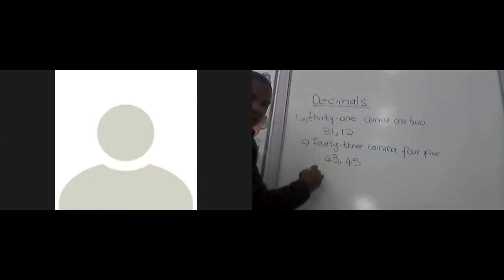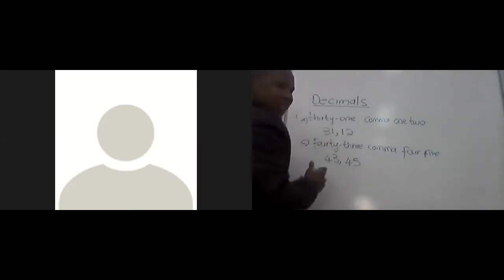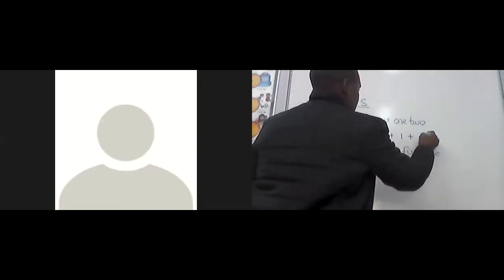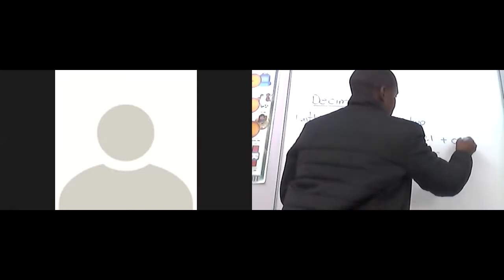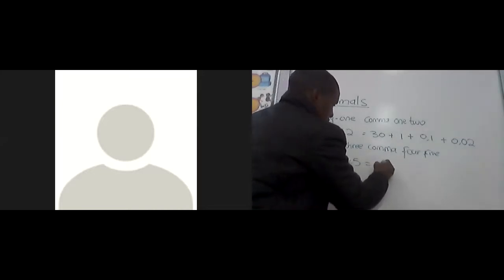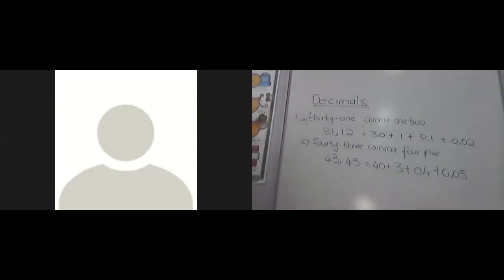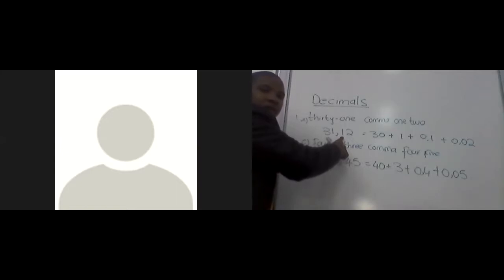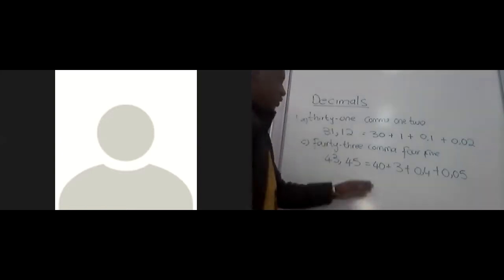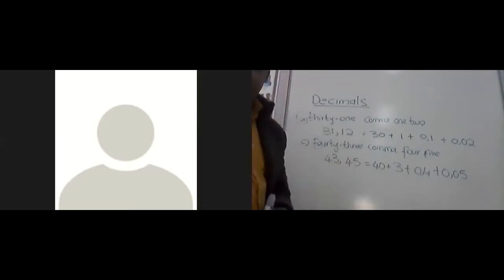Okay, so let's do one where we expand the decimals. We have to expand the following decimals. I can actually expand the ones that we've already done as examples. In expanded form, it will be 30 plus 1 plus 0.1 plus 0.02. This one in expanded form will be 40 plus 3 plus 0.4 plus 0.05. The 1 is in the first decimal place, the 2 is in the second decimal place. The 4 is in the first decimal place, and the 5 is in the second decimal place.